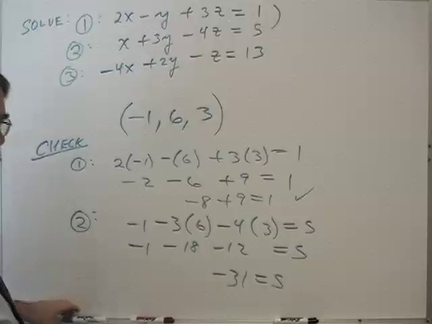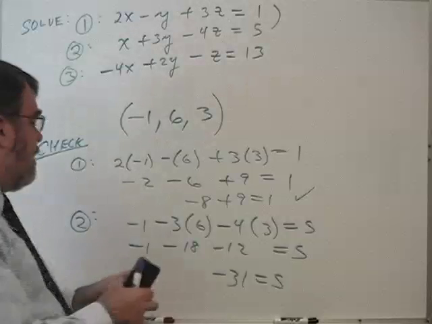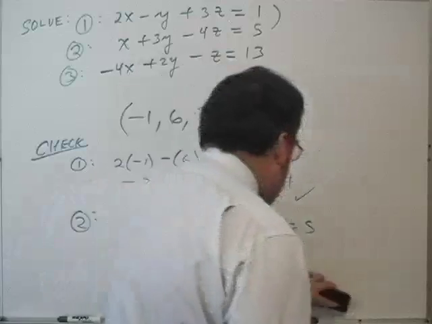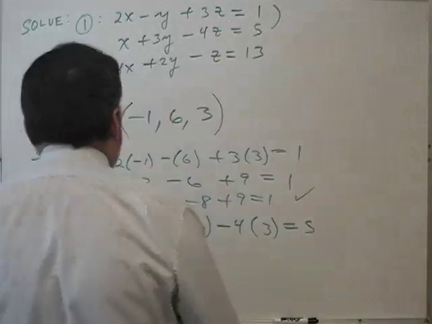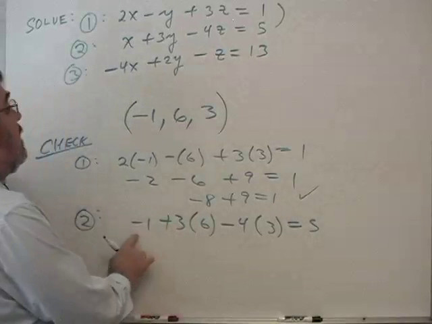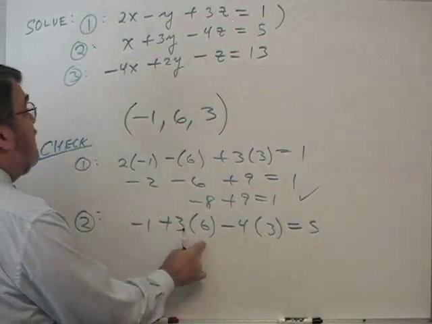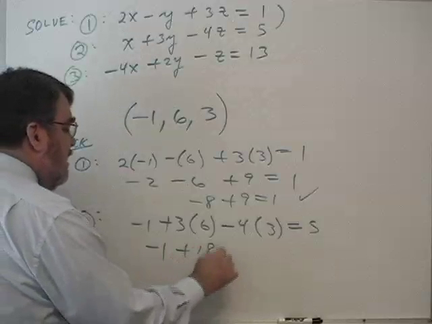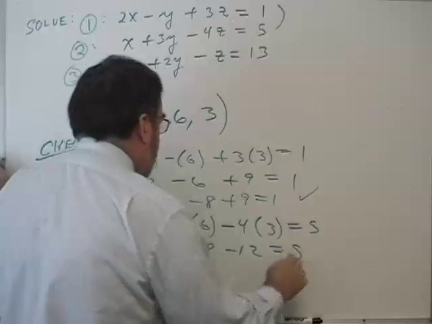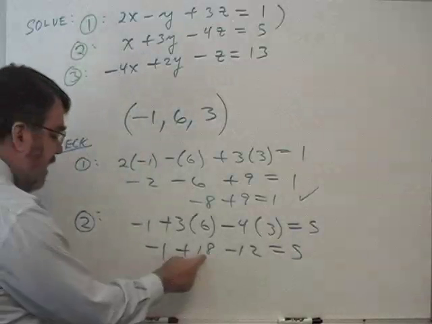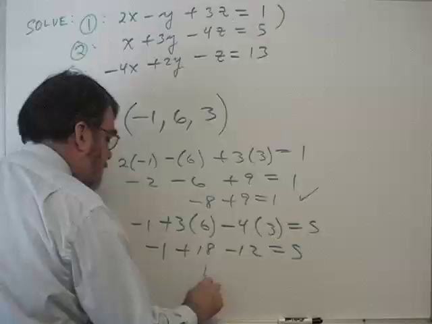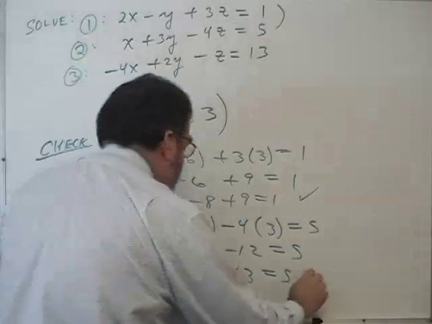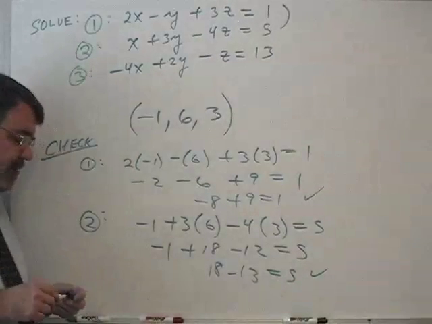and so right there that's supposed to be a plus 3, isn't it? So let me fix that to make sure if it works or not. So it should be negative 1 plus 3 times 6 minus 4 times 3. Minus 1 plus 18 minus 12 equals 5. Let's see, this would be 18 minus 13 equals 5, and that's obviously true. So that checks out.